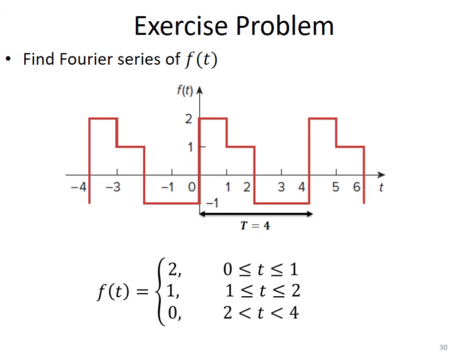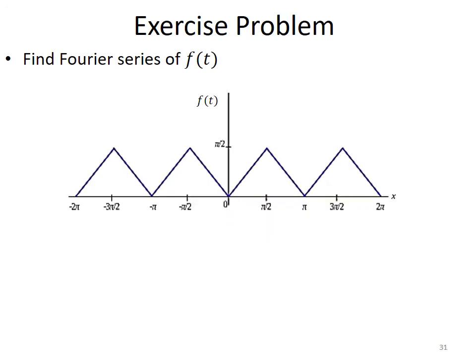And similarly, here is another example. It is a discontinuous function having 3 values, and one complete period is equal to 4 seconds, which starts from 0 to 4. And find out the Fourier series representation of this triangular waveform. It is also periodic, so consider only one period, for example from 0 to pi, and the maximum value of the triangular wave is pi by 2.